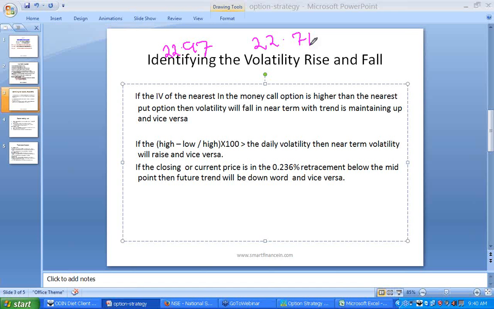Volatility will fall, maintaining the trend up. So in going future, volatility is going to fall, maintaining the trend up. So market can go up, however, the volatility will fall. So most of your answers are correct. Many of you have answered this correctly. So volatility will fall, however, the trend will go up. So we got all these clues.